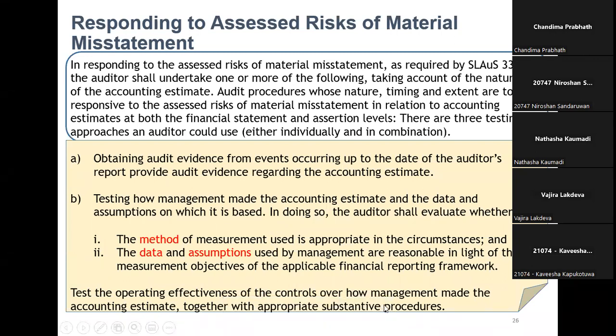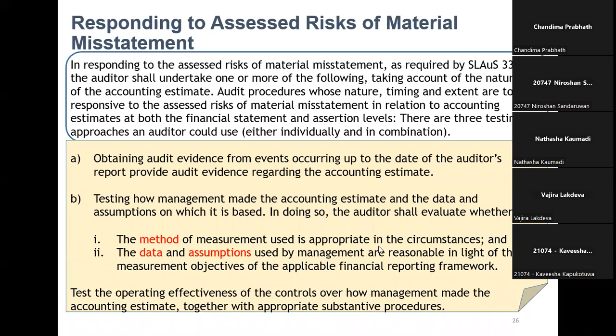Then what is the second approach? Testing how management made the accounting estimate. So we try to understand how they have made the accounting estimate, how they have arrived at the amounts, and try to get comfort on that. In that, the auditor is required to test the operating effectiveness of the controls over how management made the accounting estimate. What are the controls within the process as part of the company's internal control system?